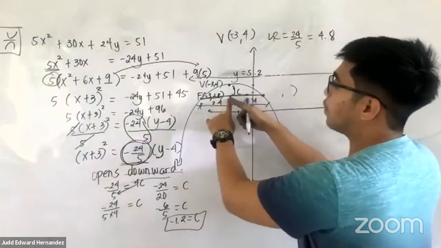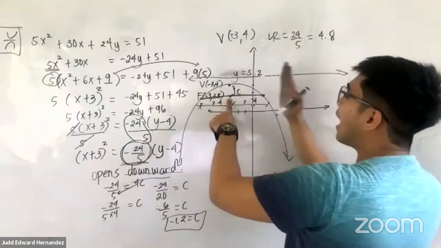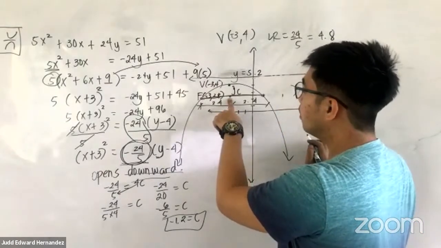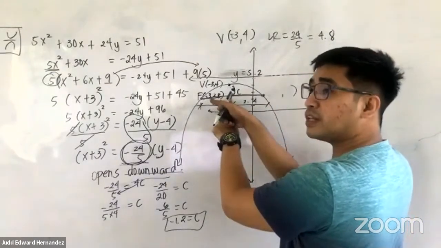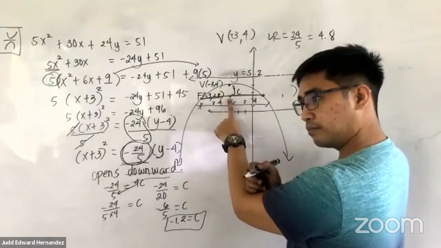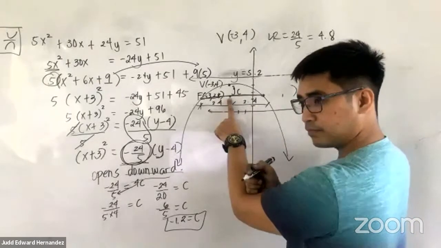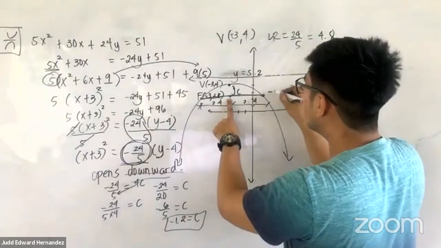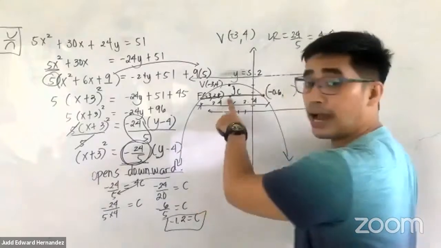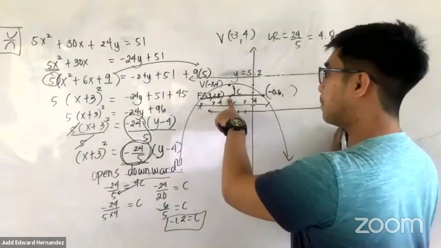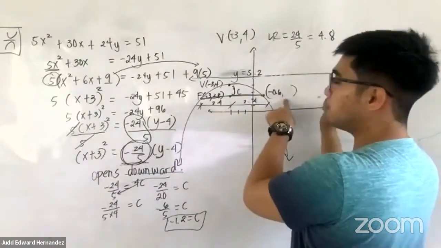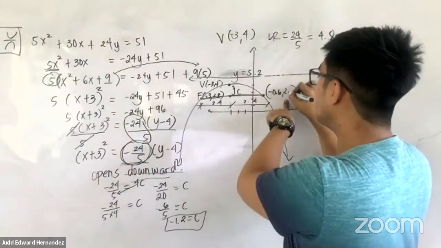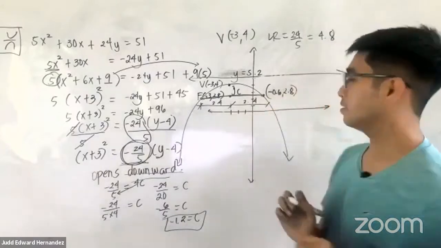2.4. Okay. So from the vertex, kakanan tayo, ilan yung i-add natin? 2.4 po. What is negative 3 plus 2.4? Negative 0.6 po. This becomes negative 0.6. Tama ba, guys? Paki-check. Okay, this is negative 0.6. And what is the y coordinate? That becomes positive 2.8.